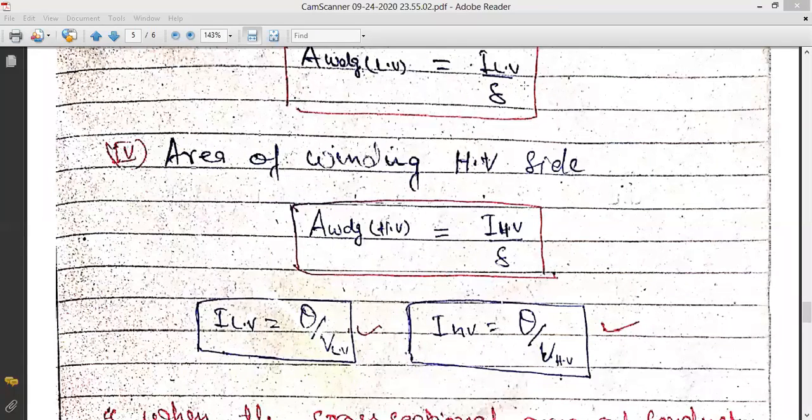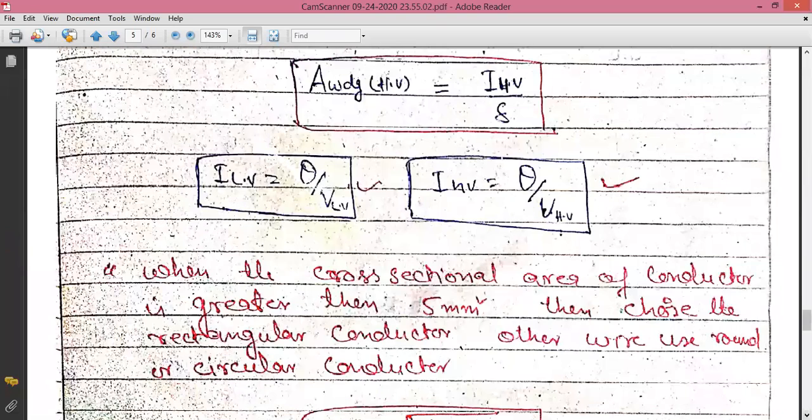Yes sir. Okay, now this is one of the most important things also that I have written down in red pen, that when the cross sectional area, जब आप एरिया निकालेंगे लो वोल्टेज का, एरिया निकालेंगे हाई वोल्टेज का, when the cross sectional area of the conductor is greater than 5 mm², जब आपका एरिया LV या एरिया HV का 5 mm² से ऊपर आता है, we can use rectangular conductor, और अगर एरिया कम आता है 5 mm² से तो we can use circular conductor.